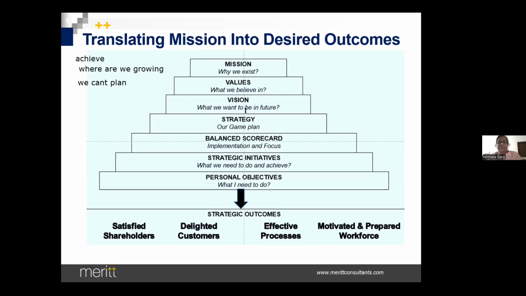So, based on the mission, vision, values, etc., you decide on a business strategy, most commonly used. What is a strategy? What comes to your mind? We use this word very loosely. When I say strategy, planning, right?